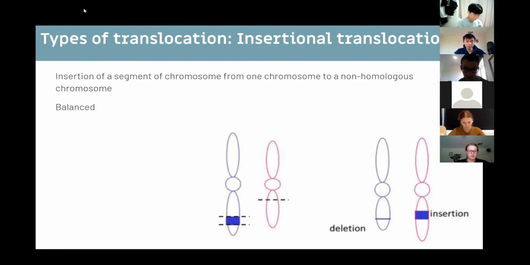Insertional translocation is when there is insertion of a segment from one chromosome into a non-homologous chromosome. Nothing is lost, it's just moved there. Next slide.